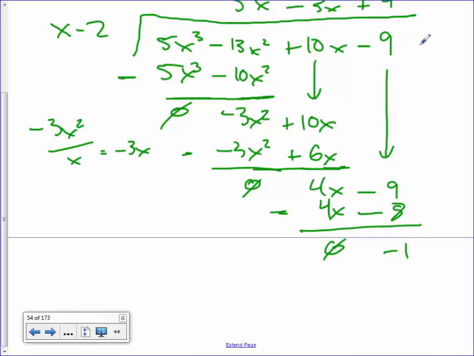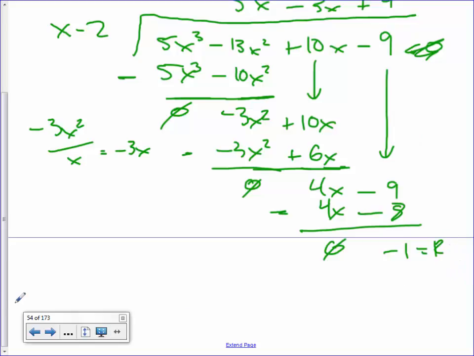I'm out of numbers to pull down. Okay. Unlike in long division where you can put a decimal place and then kind of make a 0 there, we're kind of stuck now. Did this divide evenly? No, it did not. We might say there's a remainder on this.